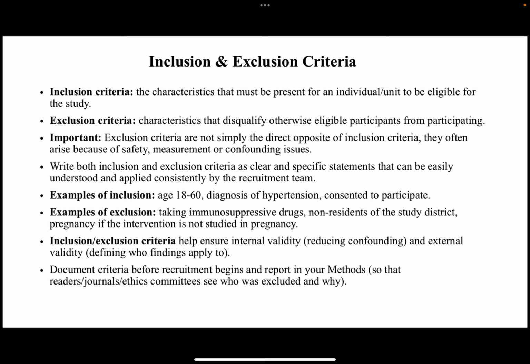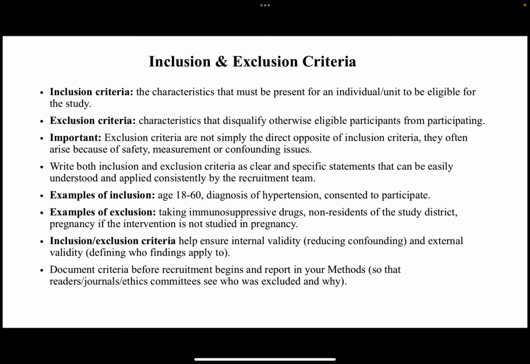For example, let's look at inclusion criteria: age 18 to 60 years, diagnosis of hypertension, consented to participate. Okay, examples of exclusion criteria: someone taking immunosuppressive drugs, non-resident of the study district, pregnancy if the intervention is not studied in pregnancy. Is that okay?